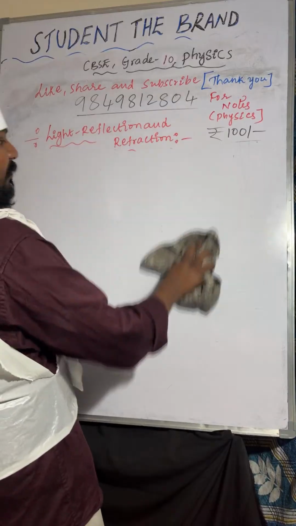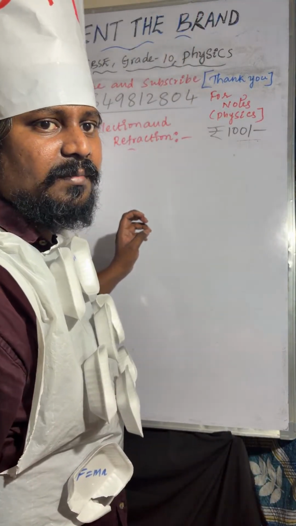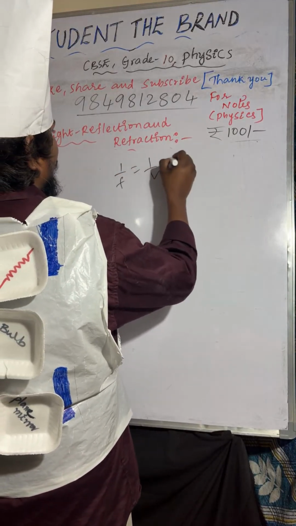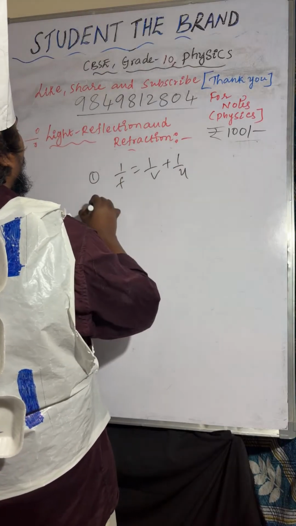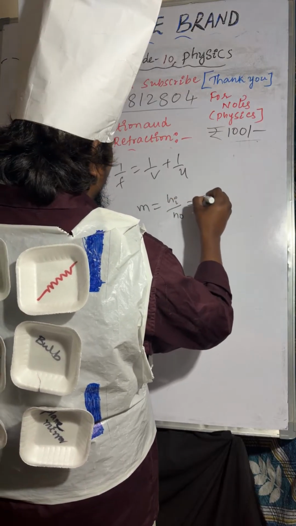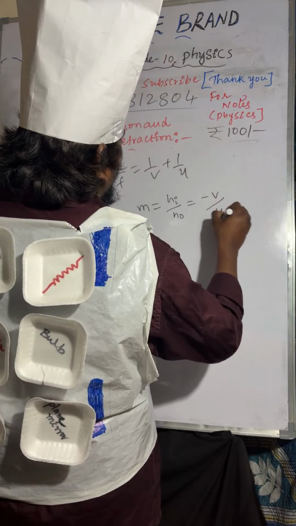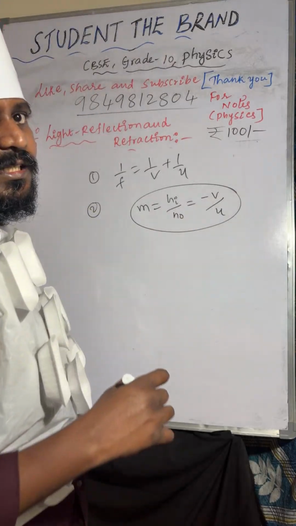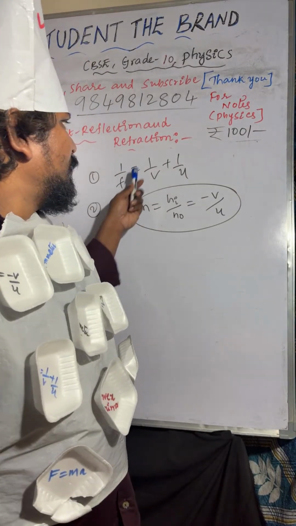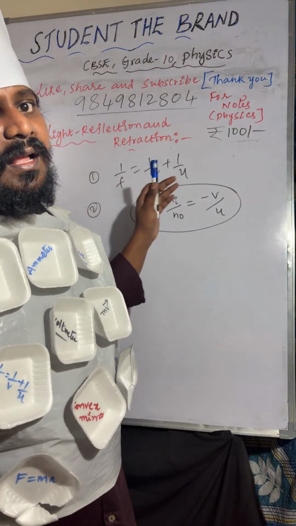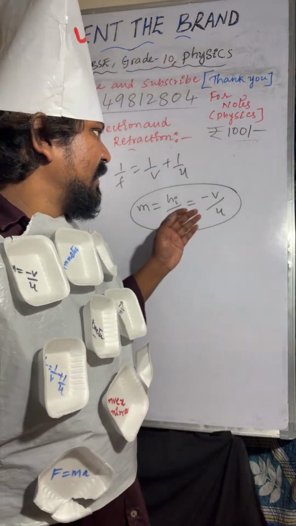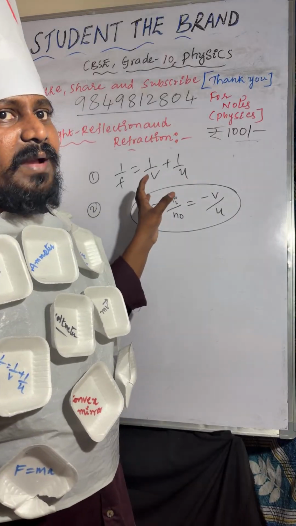Mirror formula: 1 by f equals 1 by v plus 1 by u. Point number 2, magnification equals height of the image by height of the object, which is nothing but minus v by u. So 1 by f equals 1 by v plus 1 by u is the mirror formula, and magnification is the ratio of height of the image by height of the object, equal to minus v by u.